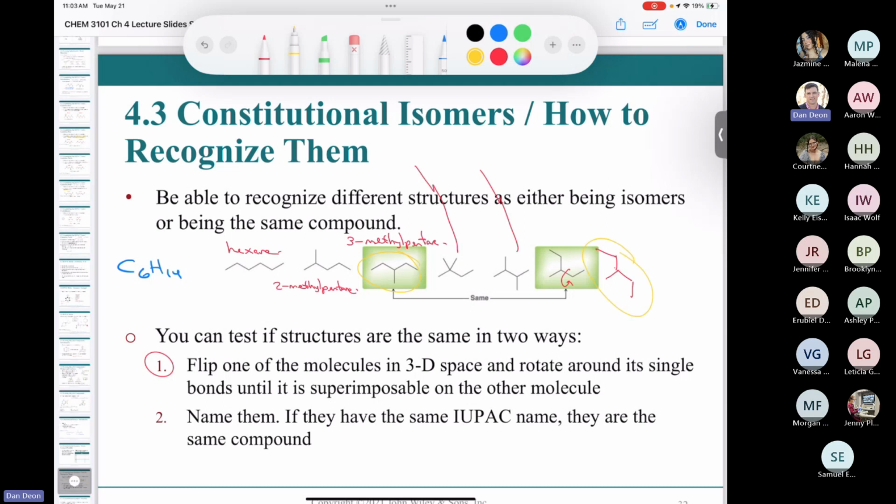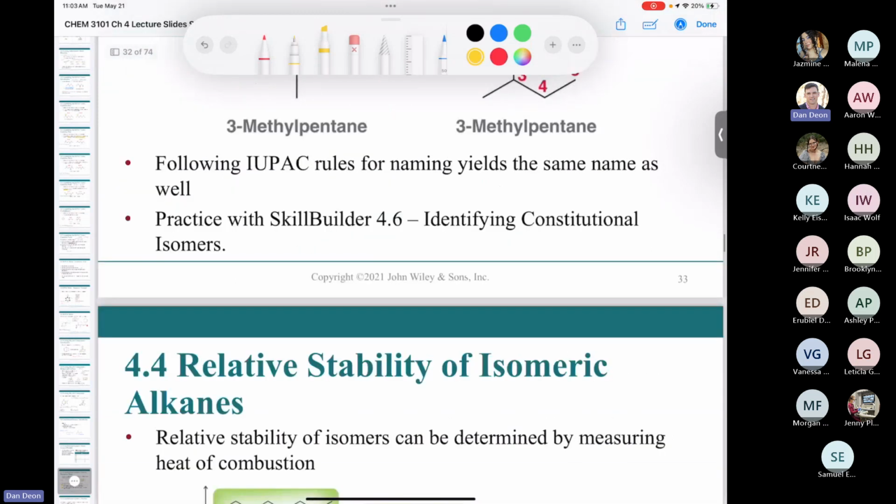But if you're having difficulty flipping them, you could also name them. And you can clearly see that the name of this compound is also 3-methylpentane. So again, there's 2 ways. Number one is to manipulate it in your mind. Just manipulate them around and say, okay, well, these are identical. They have the same connectivity, so they are the same. Or if you can't do that, then you just name them. If the names are identical, they are the same compound. So you have 2 ways of doing it.